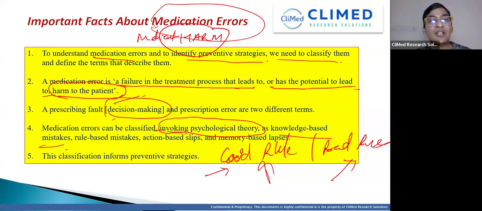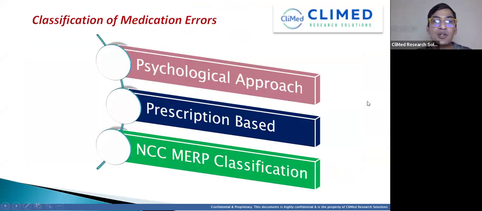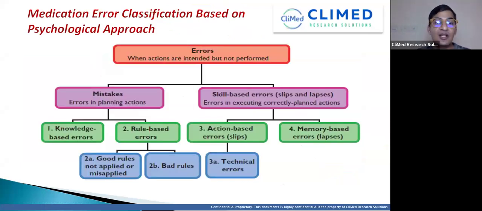Based on the classifications, we can make the preventive strategies. So let's go for the next slide and let's learn. There are majorly three types of theory for medication errors. First is psychological, then prescription based, then NCC MERP classifications. Let's go one by one.